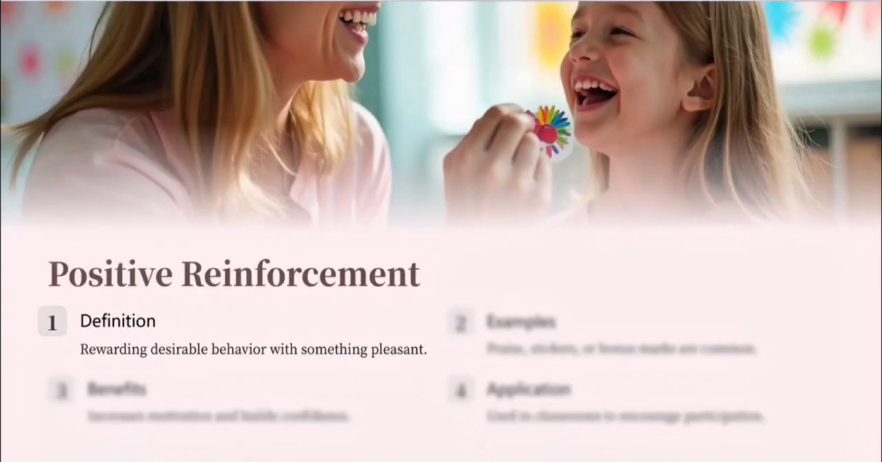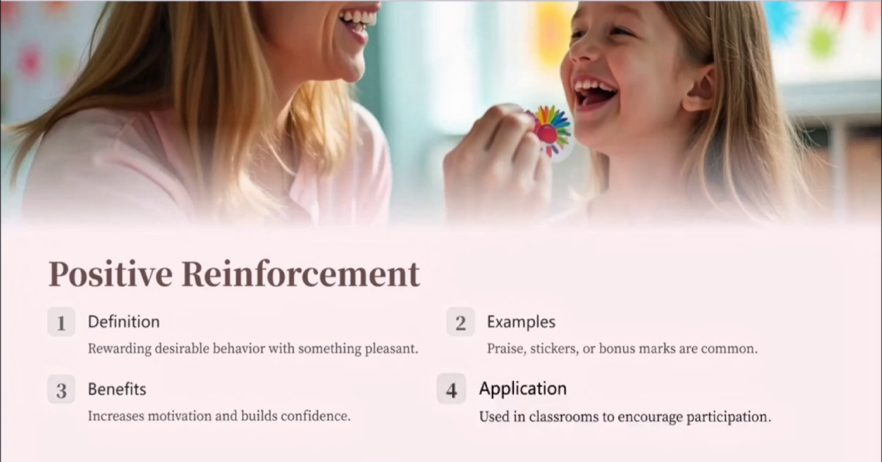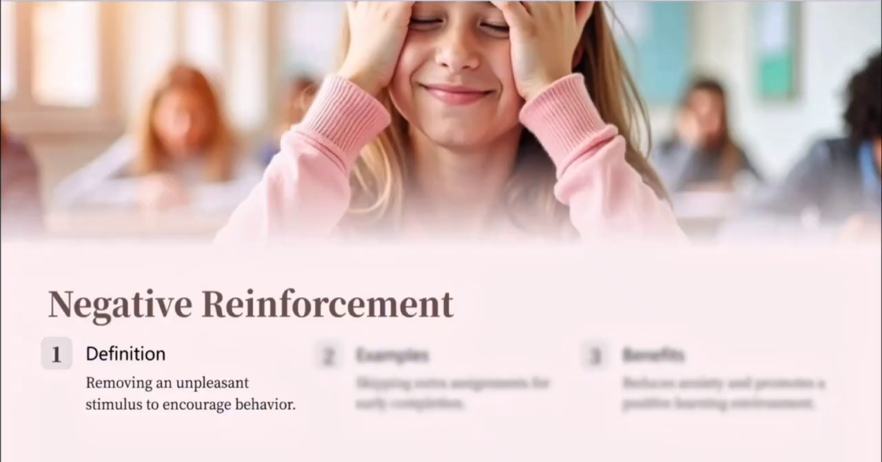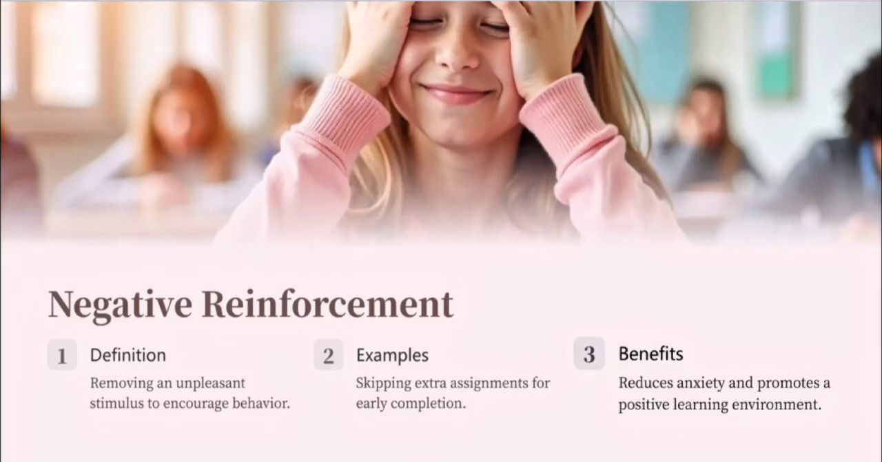Positive reinforcement is rewarding desirable behavior with something pleasant. For example, prizes, stickers, or bonus marks are common. Benefit: it can increase motivation and build confidence. Application: this method is used in the classroom to encourage participation. Negative reinforcement is removing an unpleasant stimulus to encourage behavior. For example, skipping extra assignments for early completion. Benefits: it can reduce anxiety and promote a positive learning environment.